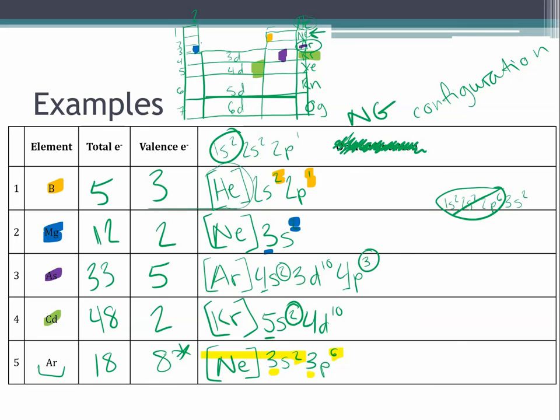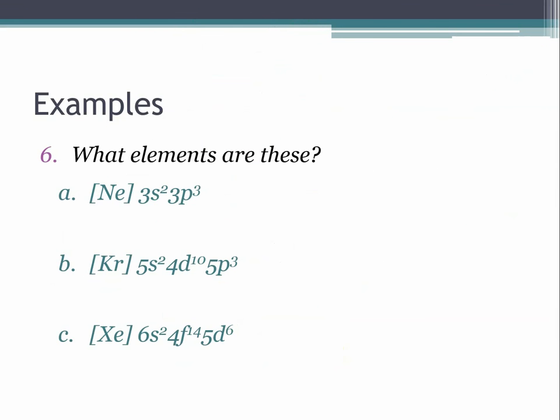All right, let's look at just a couple more examples here. Going the other way, given a noble gas configuration, figuring out which element you are looking at. Letter A here has us starting with neon. You should go to your periodic table and find neon. And then from neon, go down to the 3rd row. Look at your 3s2 and then 3p3. That is going to give you phosphorus, right? If you look on the 3rd row of your periodic table, find the p block and count across 3 elements, you get phosphorus.